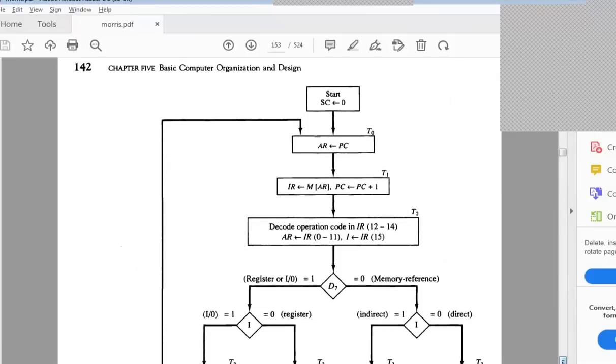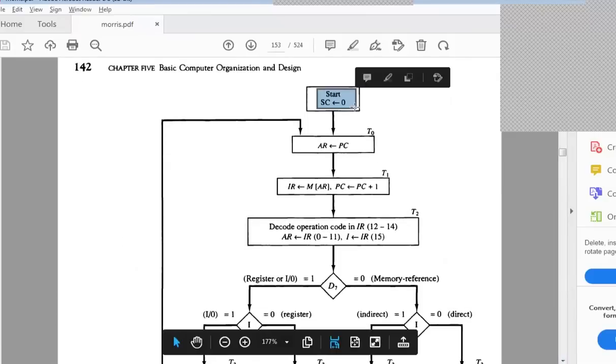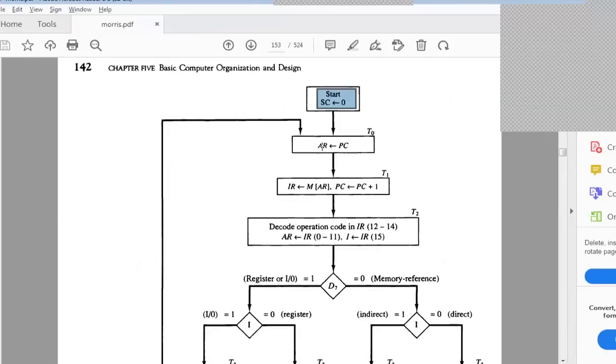Yes. So this is your flow chart. Initially, start your timing signal with T0, and to start with T0, what you need to do is clear the sequence counter. First step, fetching phase. Program counter से AR. Then from AR, fetch the instruction. At location AR, you will be having that instruction. So from memory, you will fetch that instruction and store it to IR and increment the program counter.